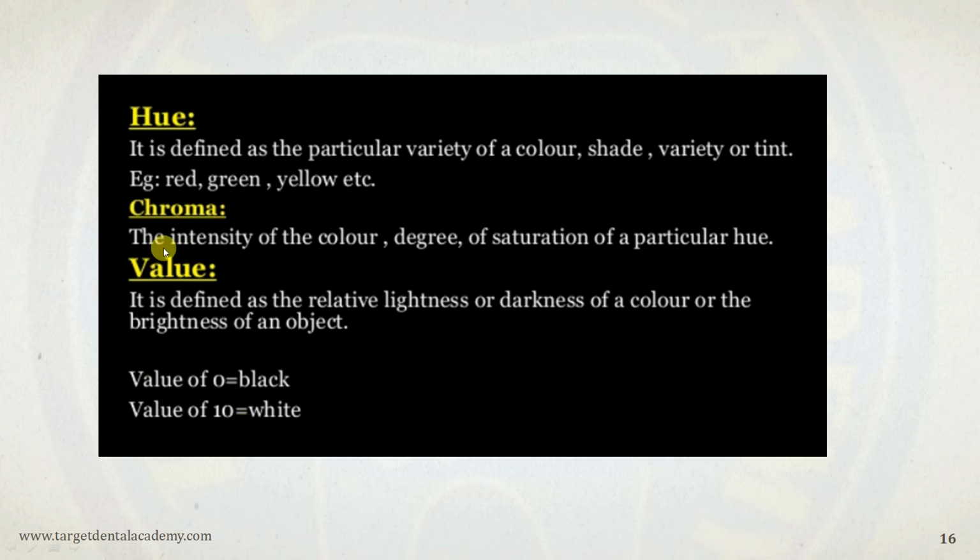What is hue? It is defined as a particular variety of a color, shade or tint. Example, red, green, yellow. It is basically defined as a color, or you can say the shade of a color, whether it is red, blue, green, white, yellow, purple. Chroma is the intensity of the color, the degree of saturation of a particular hue.